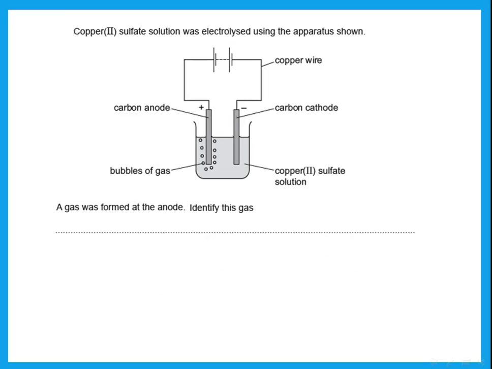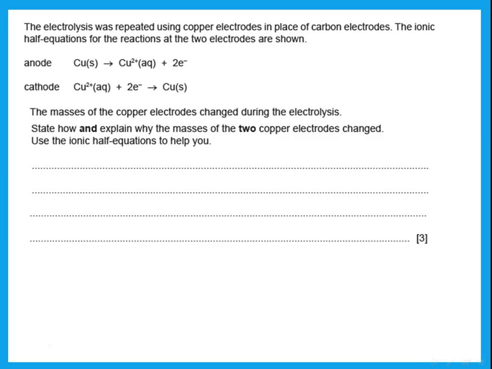Okay, so this is a sample question on this. Copper sulfate was electrolyzed using the apparatus. A gas was formed at the anode. What do you think is the gas? If we have copper sulfate solution, so we have copper ions, H+ ions, sulfate ions, hydroxide ions, and he's asking about the anode. The anode is the positive electrode. So which one, what happens at the positive? Well, we get oxygen gas. That's what we get at the positive. Okay, electrolysis was repeated using copper electrodes in place of carbon electrodes.